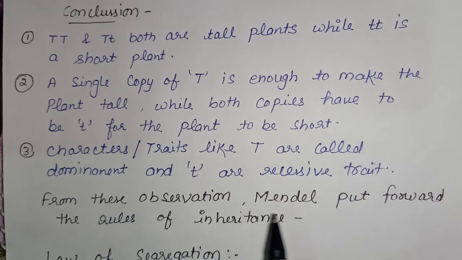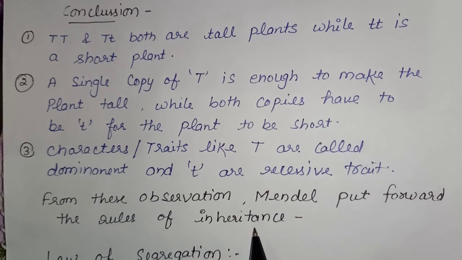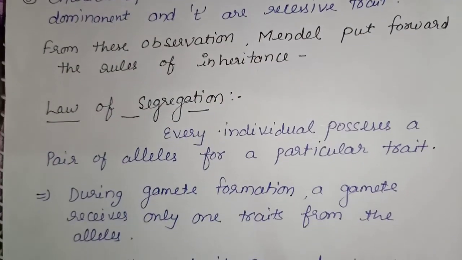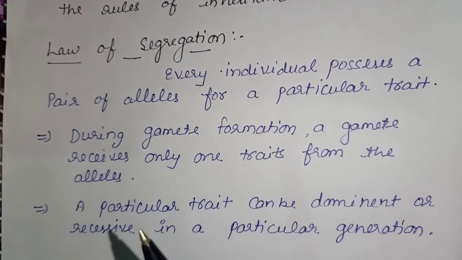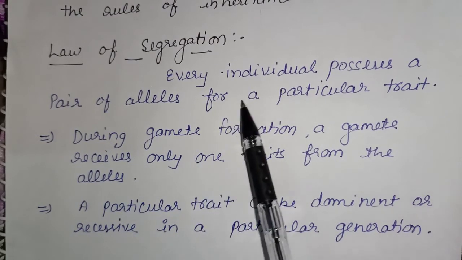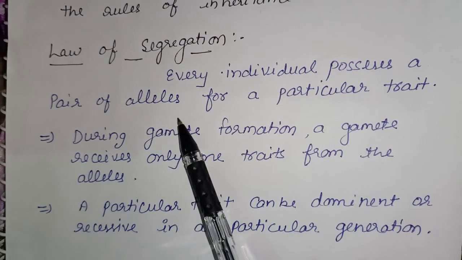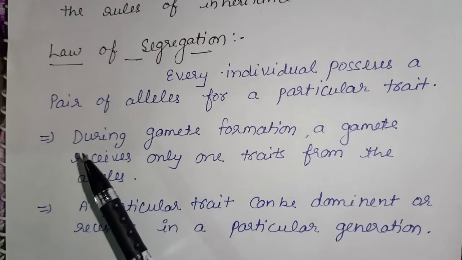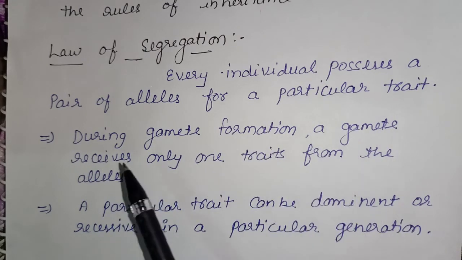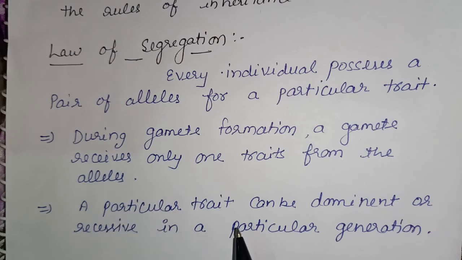From these observations, Mendel put forward the rules of inheritance. First, the law of segregation, which is related to monohybrid cross. Every individual possesses a pair of alleles for a particular trait. During gamete formation, a gamete receives only one allele from the pair. A particular trait can be dominant or recessive in a particular generation.